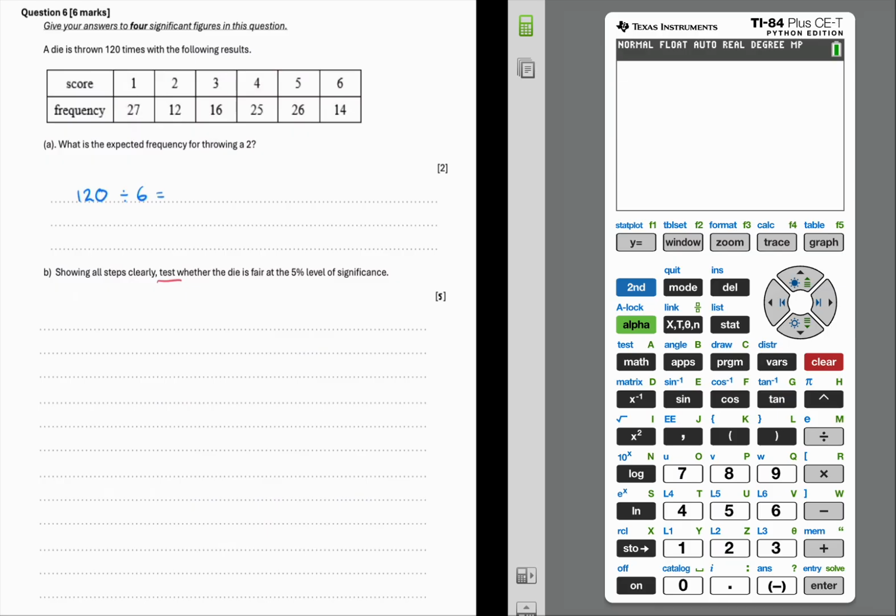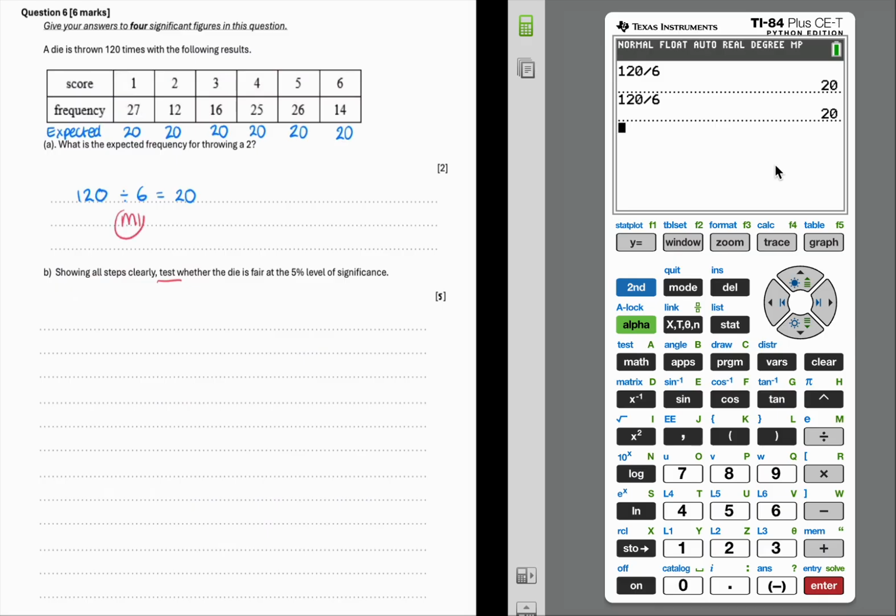So we can go to our calculator here and do 120 divided by 6. So we would expect 20 times on each number. I'm just going to add here the expected values would be 20, 20, 20, 20, 20, and 20. So for 2 marks there, one of them is for showing some sort of working and one of them is then for the answer.